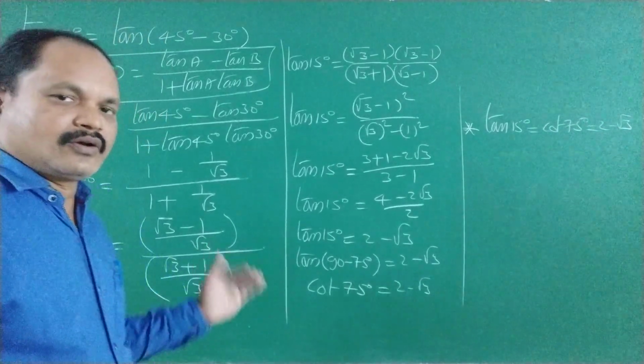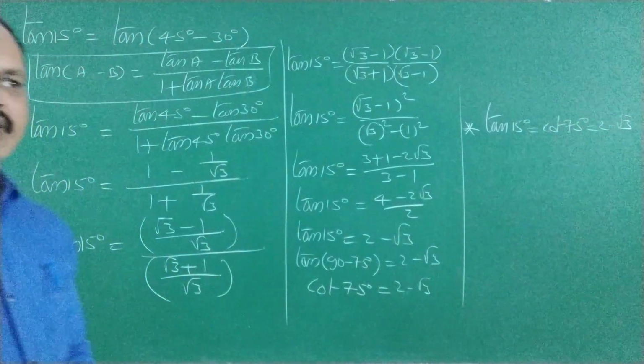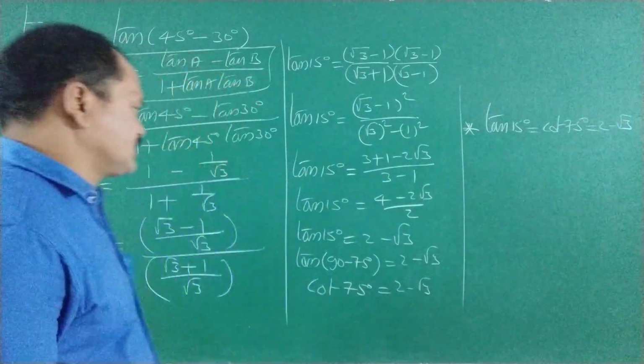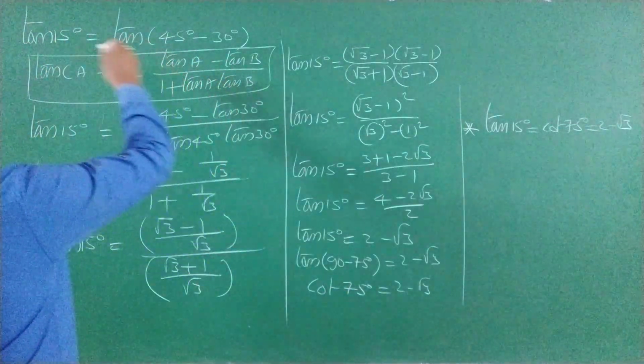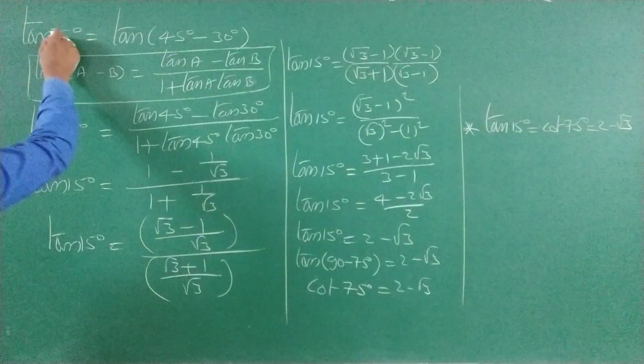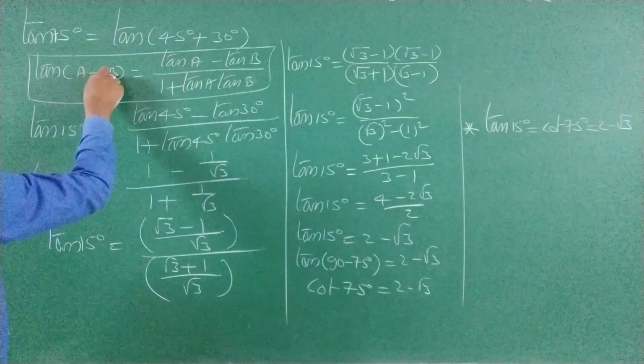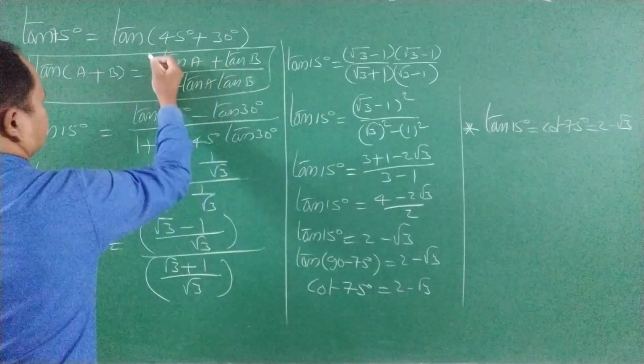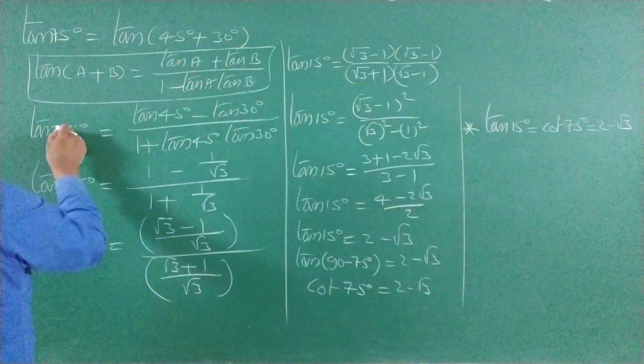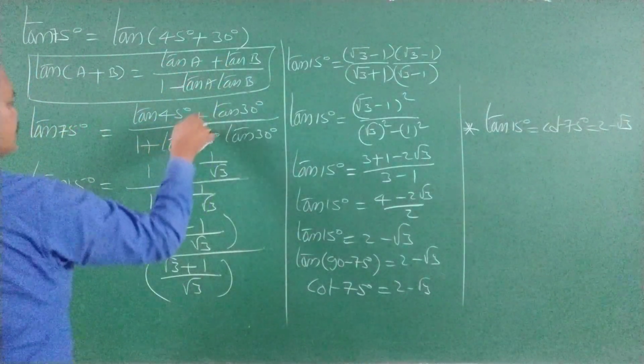Now, we have to take tan 75 degrees. So instead of 50, we have to take 75. Now the formula: it is plus, it is plus, it is minus. Now tan 75 degrees, it is plus.